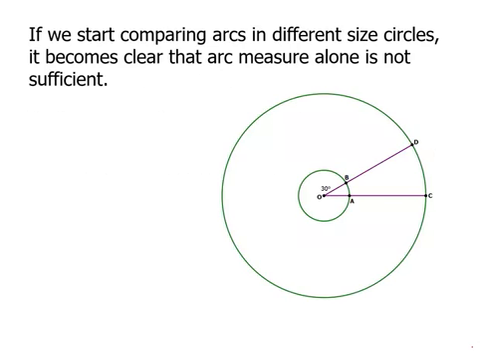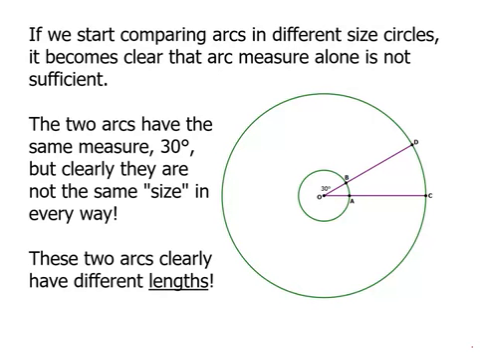If we start comparing arcs in different size circles, it becomes clear that arc measure alone is not sufficient. The two arcs have the same measure, 30 degrees, but they are not the same size in every way. Clearly, from C to D is a much larger distance than from A to B. So they have two different lengths, even though they have the same measure.